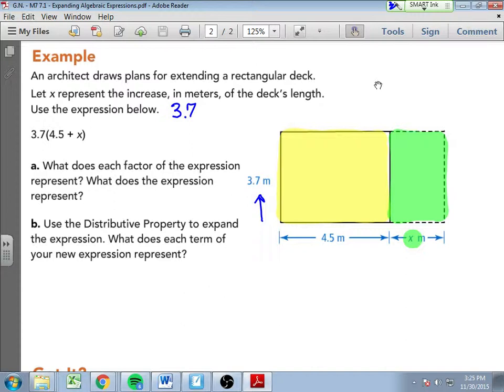It's the width of the deck, right? And you could call it width or length, but whichever one you call it, then your other one will be the opposite or the other term. So since 3.7 was the width, we're saying this is W. What would my 4.5 be?